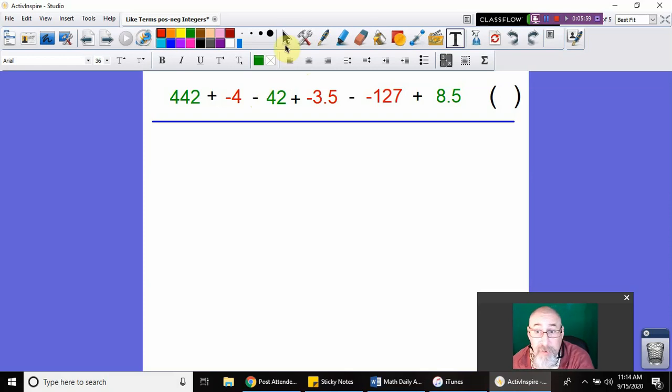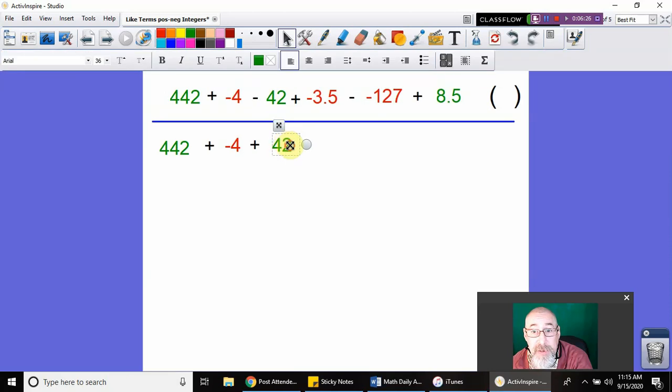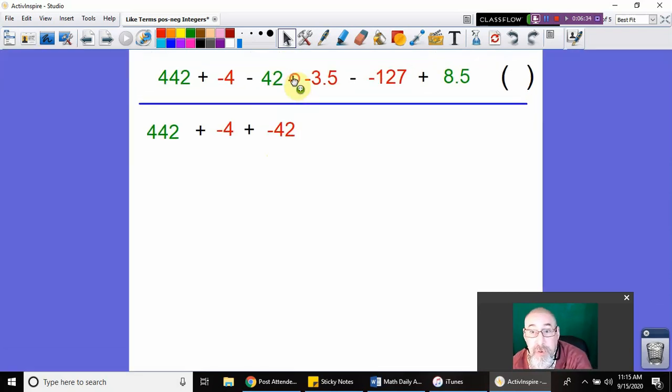So my very first step is I'm going to rewrite this. I'm going to add its opposite. This is fine because I'm not subtracting. This is where we're going to start doing that add the opposite rule because this is a subtraction problem. So I'm going to change the sign and I'm going to make this to its opposite, which is a negative 42. Of course, that doesn't change. We're still going to add that.